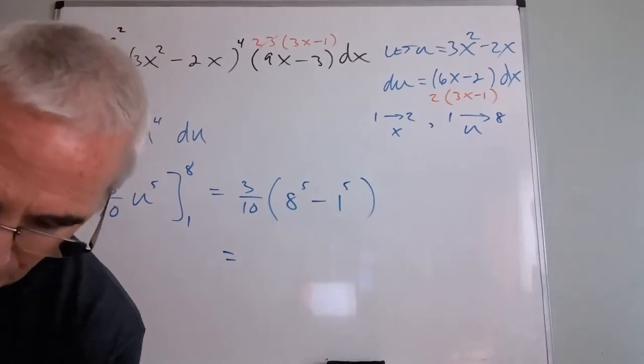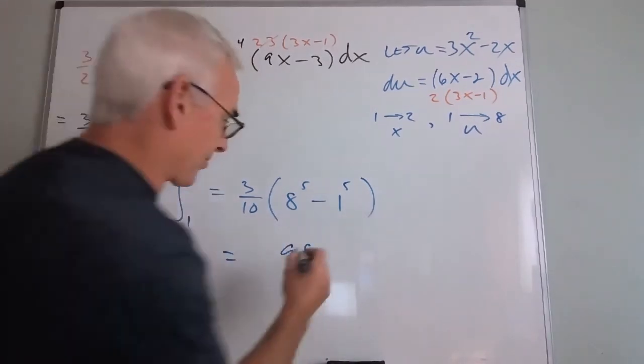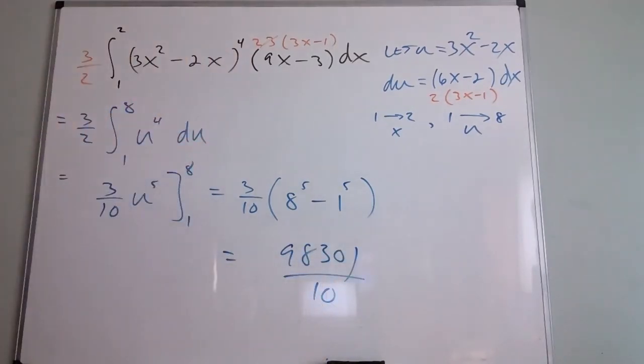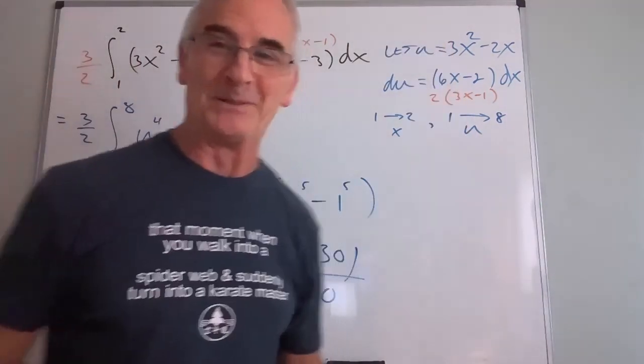So the answer is 98,301 tenths. That's it. Now, do we all get that? Just holler out if you got it. See, everyone should be going, of course I got it. Yeah, got it.